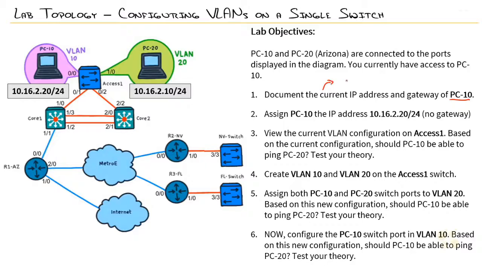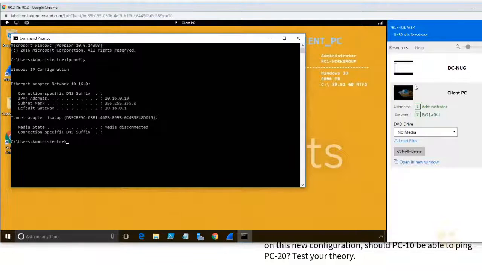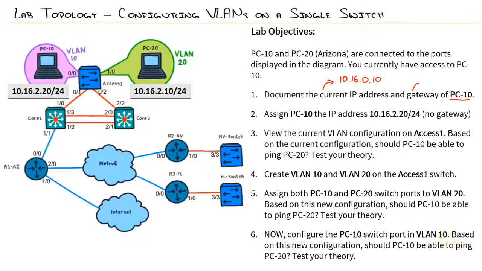Current IP address is 10.16.0.10, and gateway is 10.16.0.1. Okay, good. Number 2, assign the PC10 the IP address 10.16.2.20, which is this one, with no default gateway.